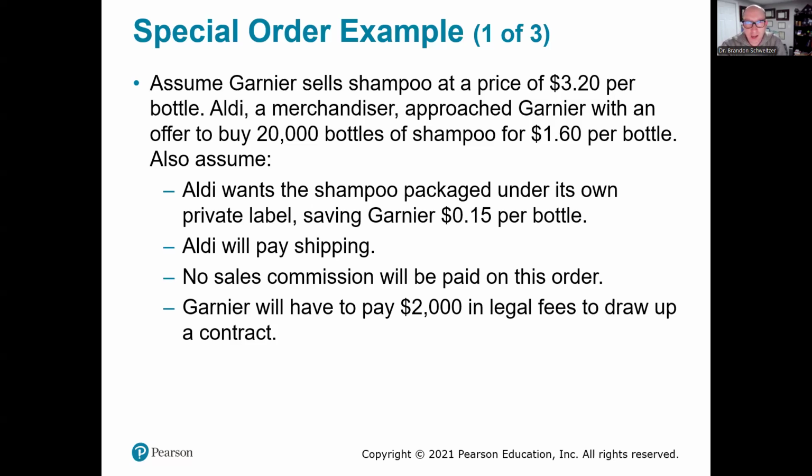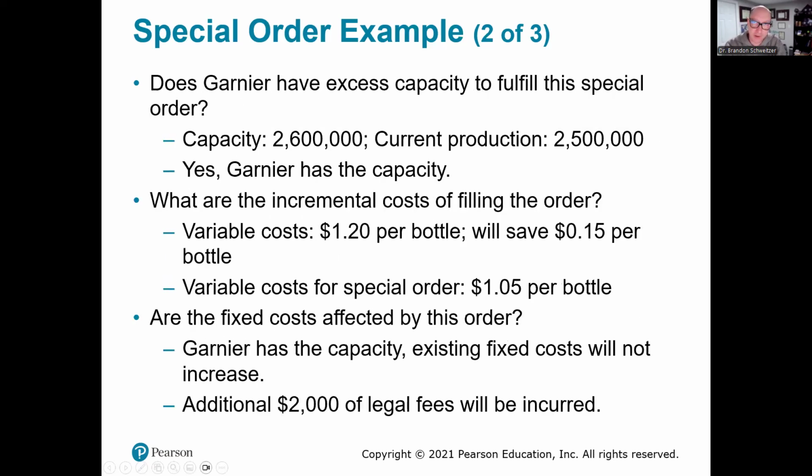So Aldi says, hey, we've got our own label, so that saves Garnier 15 cents per bottle. Aldi will also pay for the shipping. There's no sales commission on the order, and Garnier will have to pay $2,000 in legal fees to draw up the contract. So a lot of data here. So the first thing we've got to do is figure out, does Garnier have the capacity to fulfill this order?